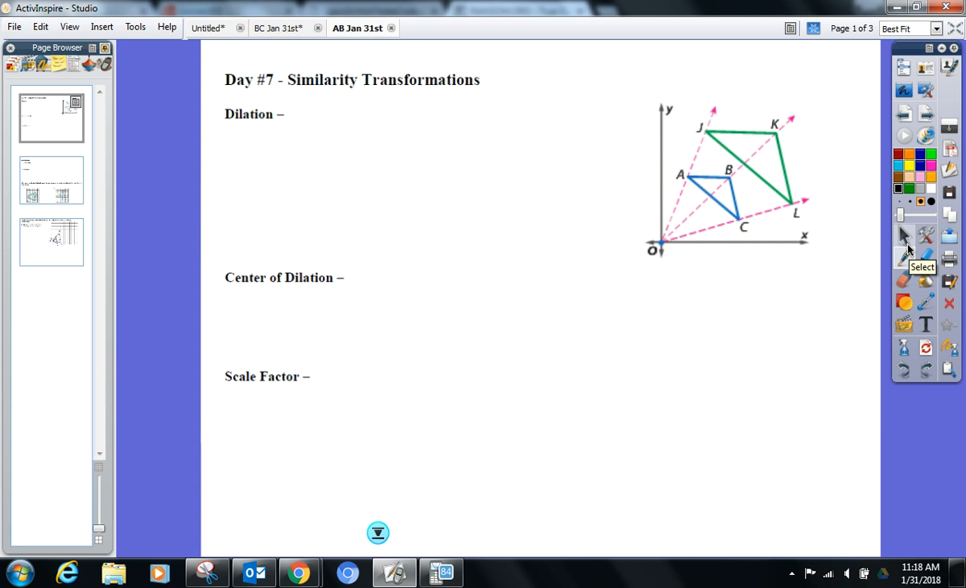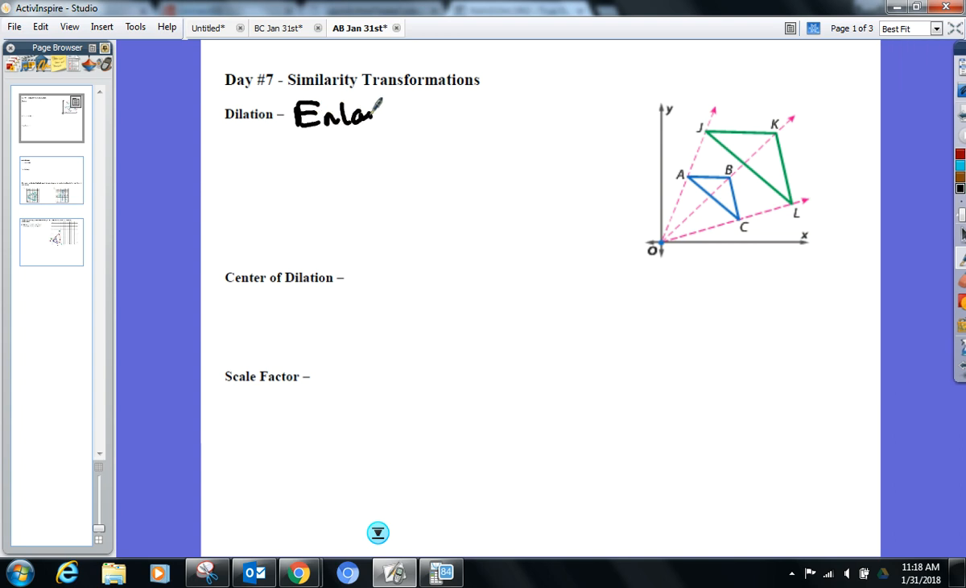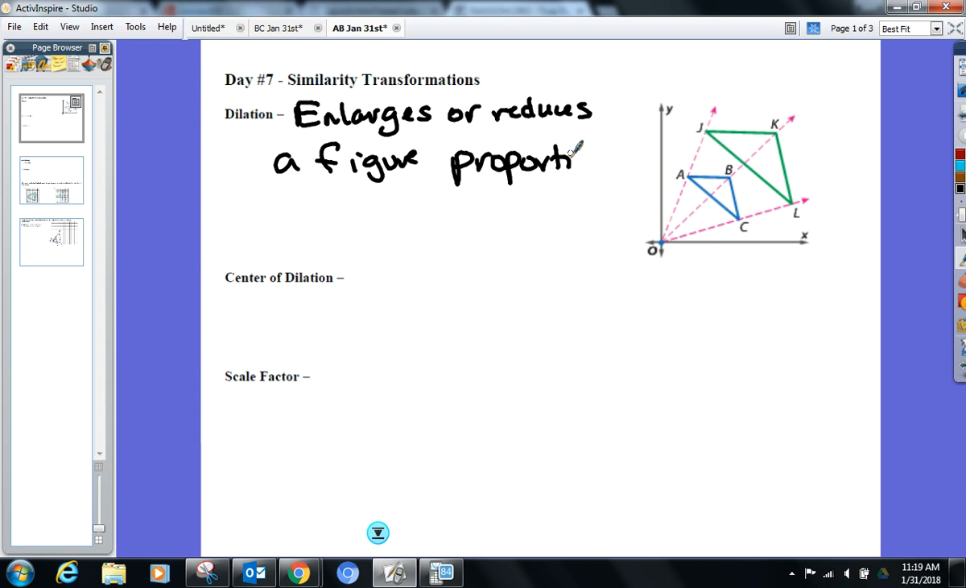Some of you may know already. Dilation enlarges. Is it always an enlargement? Could be a reduction. So it enlarges or reduces a figure, and here's where the similarity unit comes into play. Proportionally. So if one side's being doubled, guess what the other sides are being? Doubled as well. It's not just doubled, it could be tripled, quadrupled. If one side's getting doubled, they're all getting doubled proportionally. Center of dilation, that's the fixed point where dilations occur.